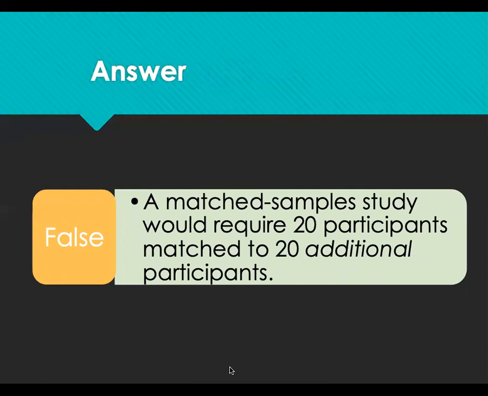So if this was a repeated measures design, then you would only need 20 participants and you could get 20 scores in one condition and 20 scores in the second condition. But since it's a matched samples study, you would need 20 additional participants, right? And you would want to match each pair on some important variable, but you'd have 20 participants for the first treatment condition and 20 additional matched participants in the second treatment condition.